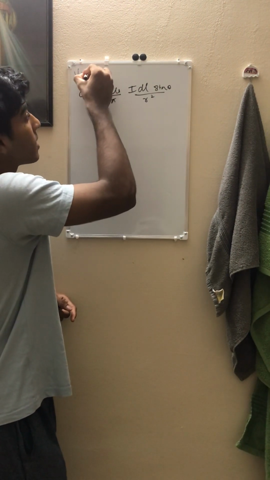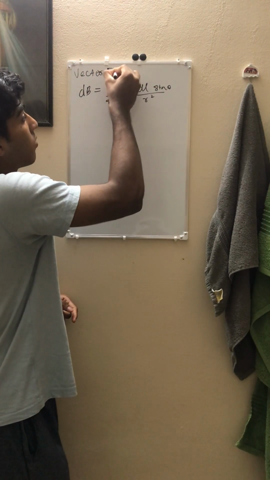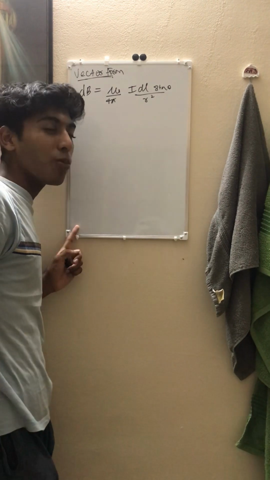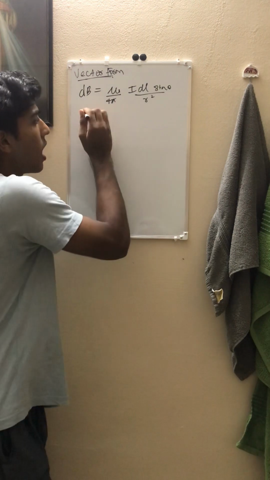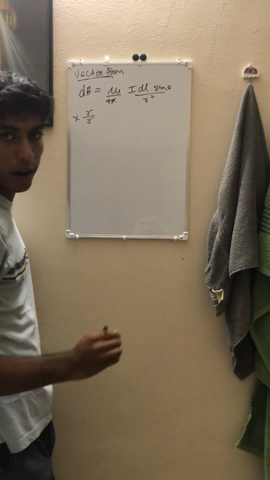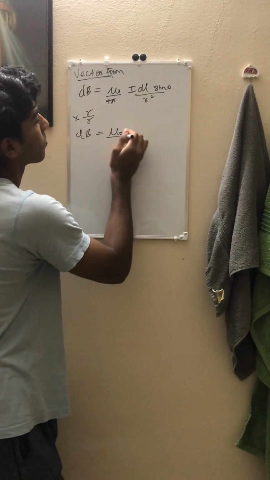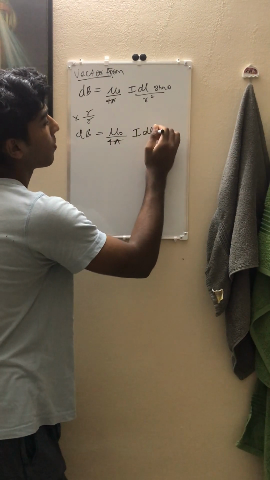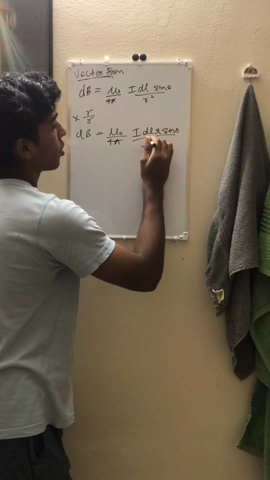So what I'm going to do is very important: representing the Biot-Savart law in vector form. Very important in electric field. It's almost similar to the electric field. We're just doing some small changes, and here we're going to multiply by r by r. When we multiply by r, we get I dl r sine theta by r cube.